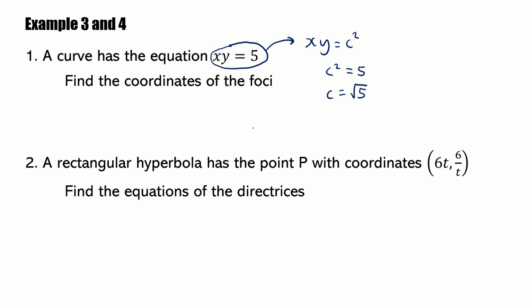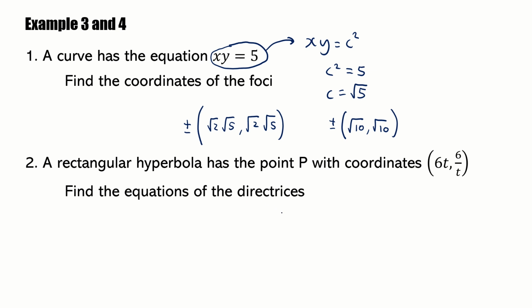But anyway, once you've found the value of c, you can then plug it into the formula to find the coordinates of the foci, because we said earlier that the coordinates of the foci will be plus or minus the coordinates root 2c, root 2c. So then of course that means the coordinates of our foci will be plus or minus the coordinates root 2 root 5, root 2 root 5. Of course though, that can be simplified to just plus or minus root 10, root 10. So there you go, that's the coordinates of the foci for this rectangular hyperbola.